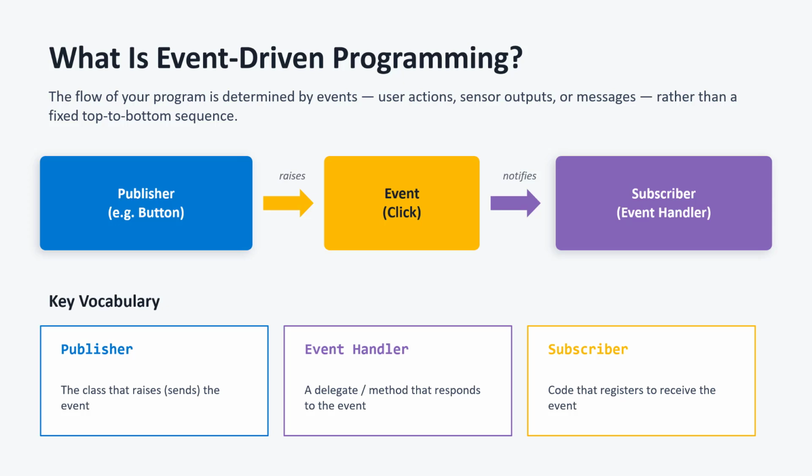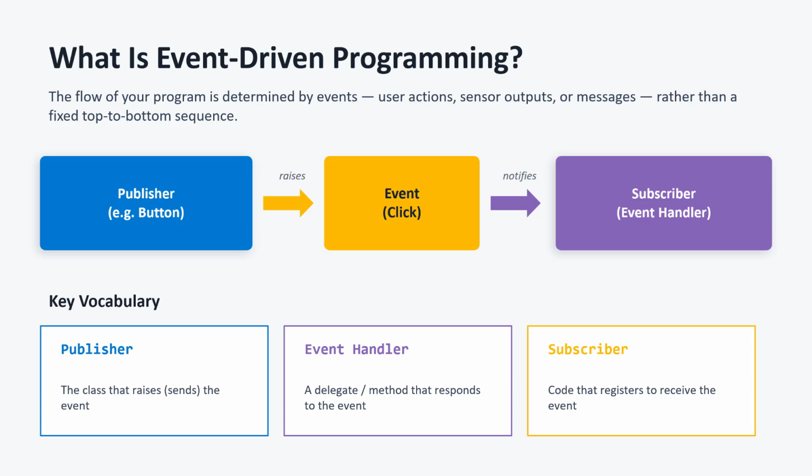In event-driven programming, the flow of your program is determined by events. Things like a user clicking a button, a sensor producing a reading, or a message arriving from another part of the system. The code sits ready, waiting to respond to whichever event happens next, rather than following one fixed predetermined sequence. So have a look at the flow of boxes here. A publisher, for example, a button control raises an event, like click.